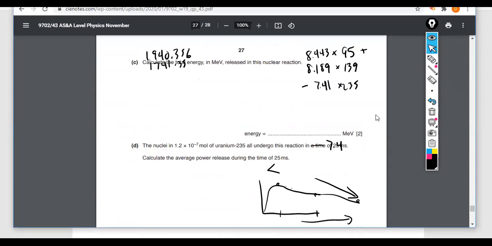So part C of this, there's the working for it. 1940 minus 1741 gives you 199 mega electron volts. That's the energy that's released, and that is for each reaction. So in a single reaction, we can release this much energy.